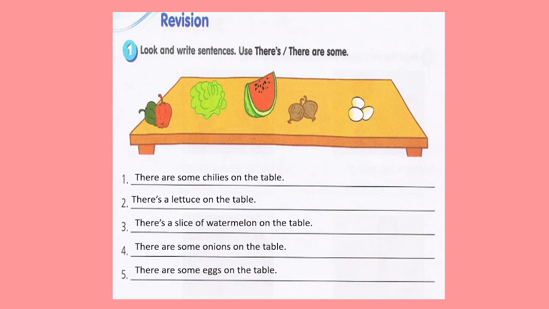If the picture is of a watermelon itself, a whole ball of watermelon, you also need to write "there is a watermelon on the table", because despite the size of the item, it's still one item, a singular item. So that's why we use "there is a slice of watermelon on the table."